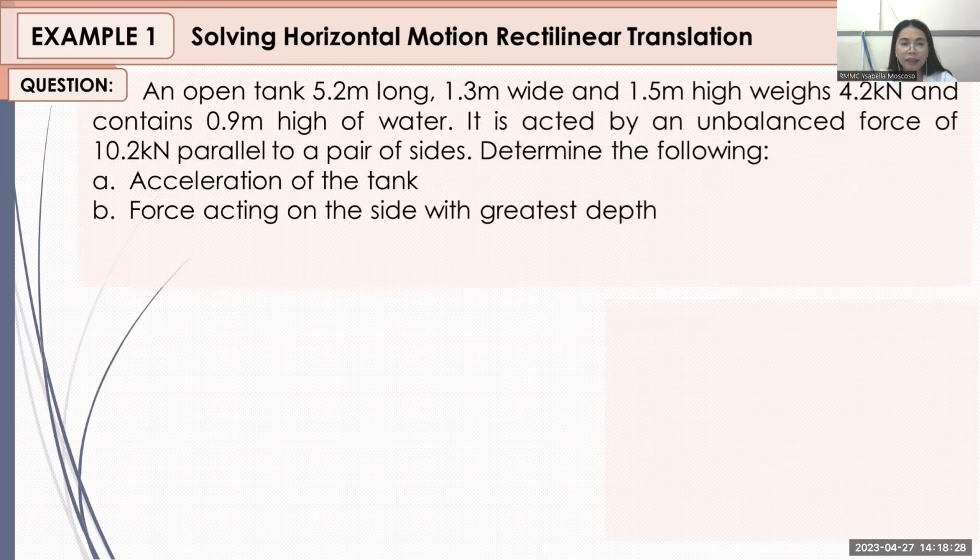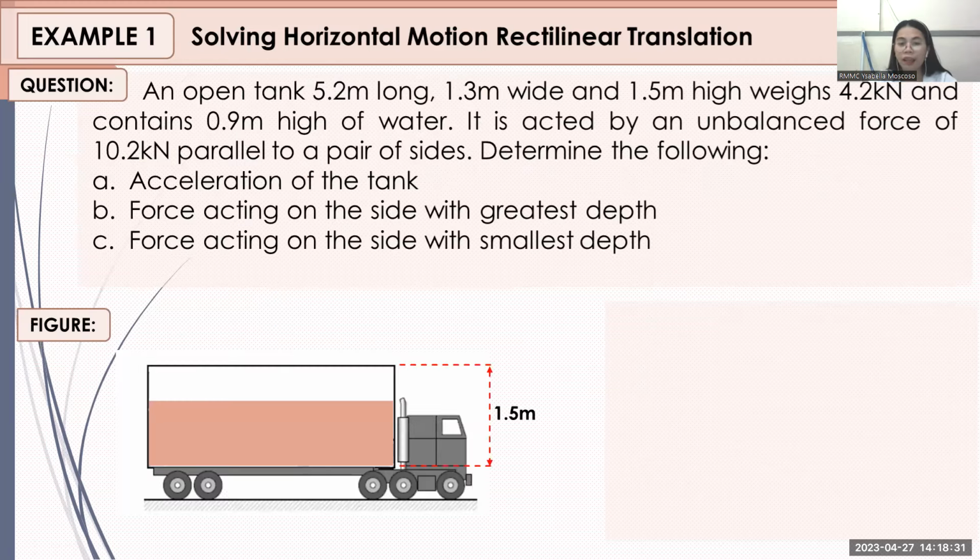Okay, so let us try this example. So sabi dito, you have a tank that is 5.2 meters long and 1.3 meters wide and 1.5 meters high. And it contains 0.9 meters of water. Okay, it is acted on by an unbalanced force of 10.2 kilonewton parallel to its sides. Okay, so find the acceleration, find the force acting on the greatest depth and on the smallest depth. First question is your acceleration.